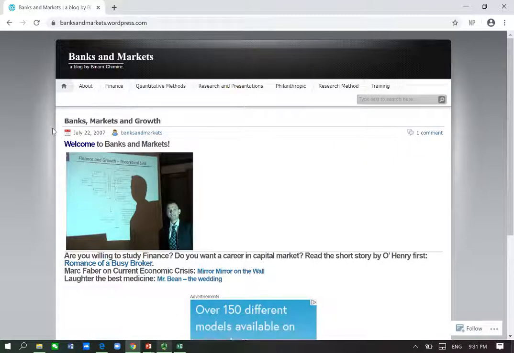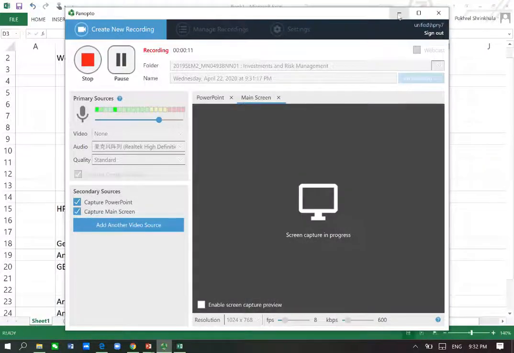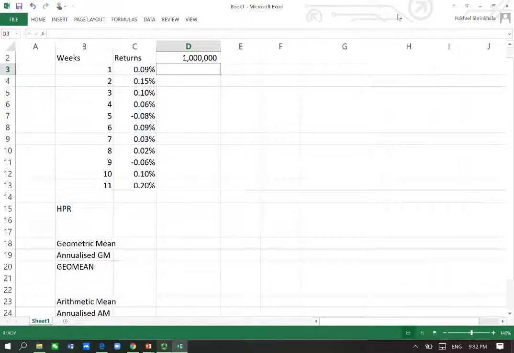This is Benham, and in this video I'm going to talk about different measures of return. So let us assume that there is an investor who has invested 1 million and the investment is continued until week 11, and at this point the investment is realized, and in those 11 weeks these are the rates of returns.